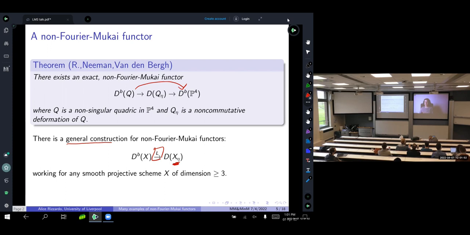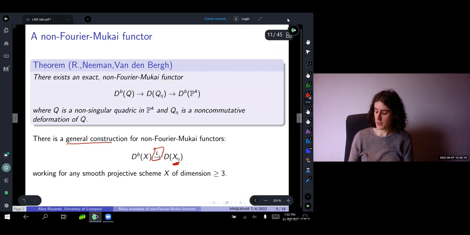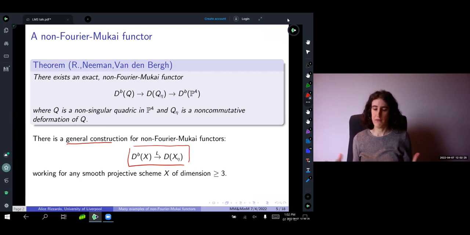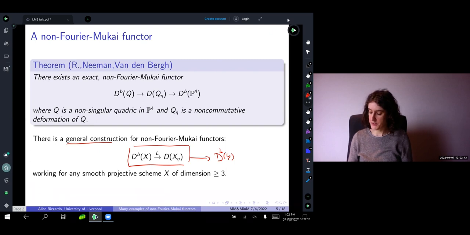Right. So what you're saying then is that this is the general procedure to produce non-Fourier-Mukai functors, and there are no other examples? All the examples that we have right now of non-Fourier-Mukai functors are obtained in this way. So you start with this construction down here, which you can do essentially for, I wrote down smooth projective scheme, but you probably don't even need that. And then you compose with something else to get back to the derived category of a scheme, and then you take this composition.